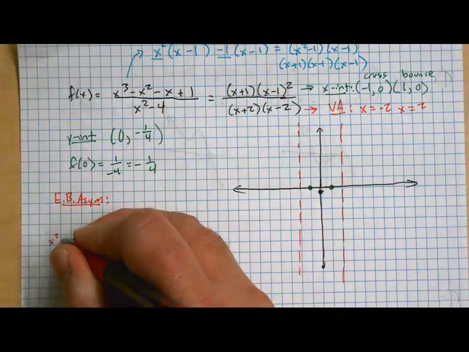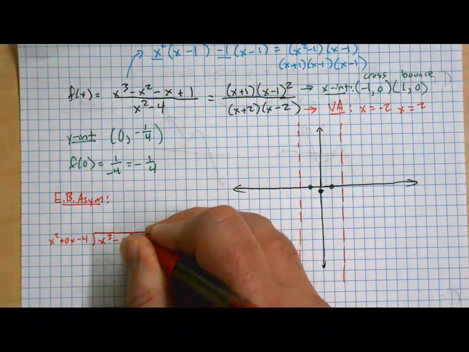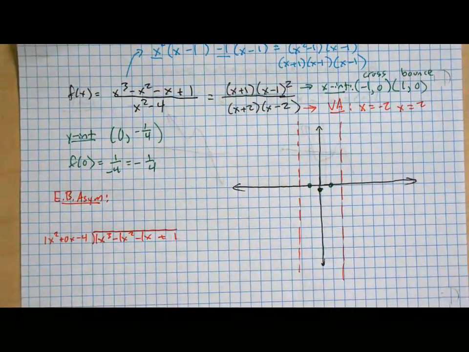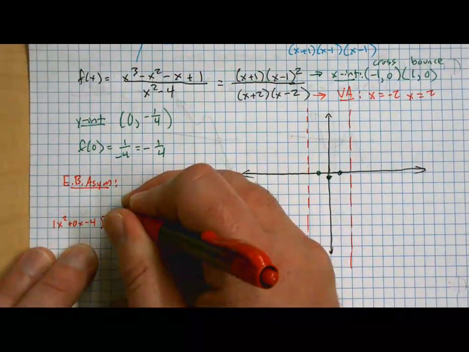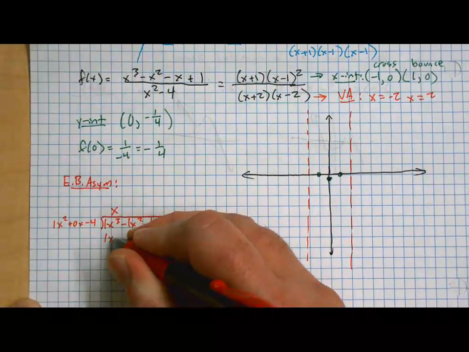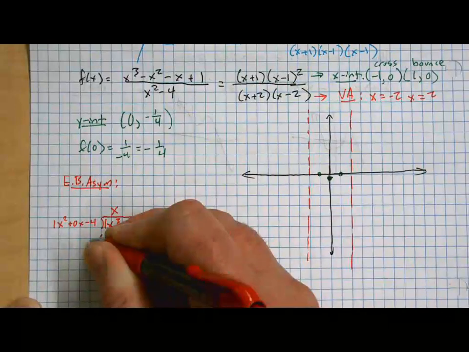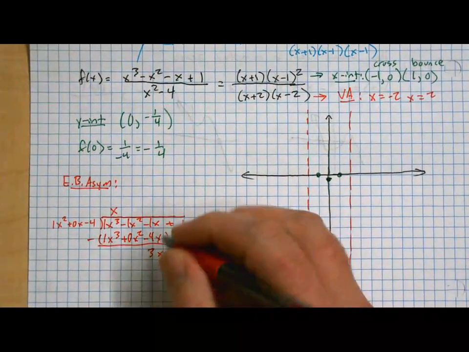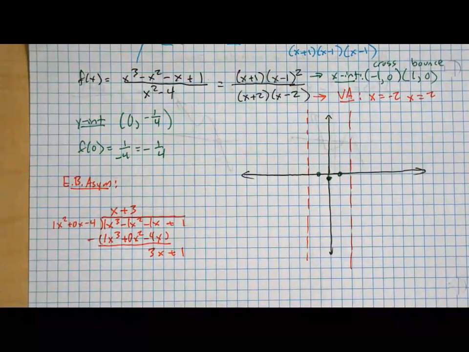So here we go. Let's divide here. I'm going to do x squared plus 0x minus 4 into x to the third minus x squared minus x plus 1. We'll stick some 1s in here. Unfortunately, we can't get away with synthetic division this time around. That's where I'm stopping.